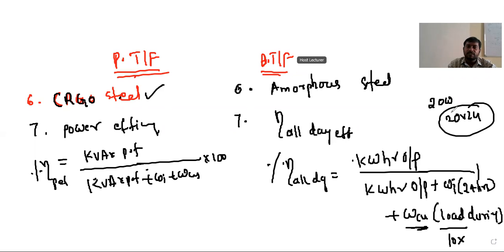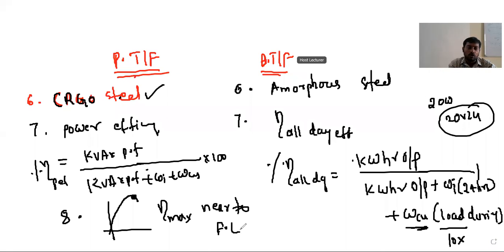These are the differences between the power transformer and distribution transformer. And if you take the eighth difference, the efficiency: in the power transformer, maximum efficiency occurs near full load.